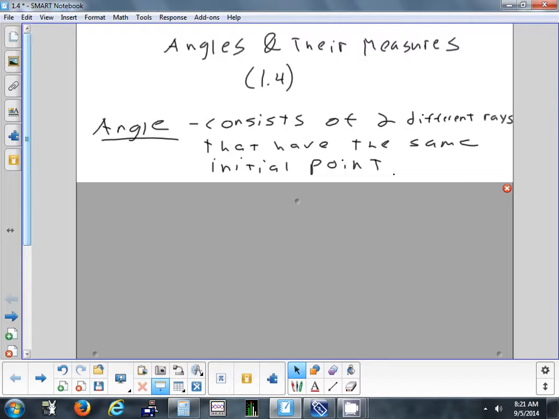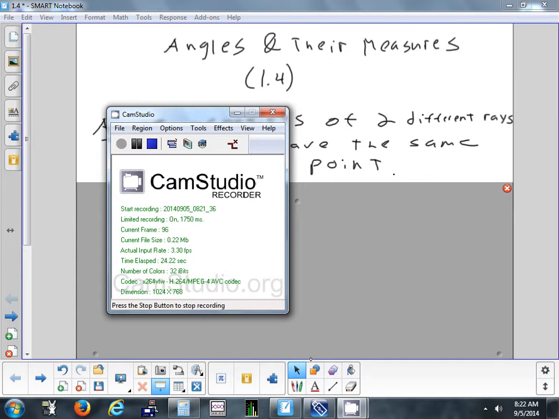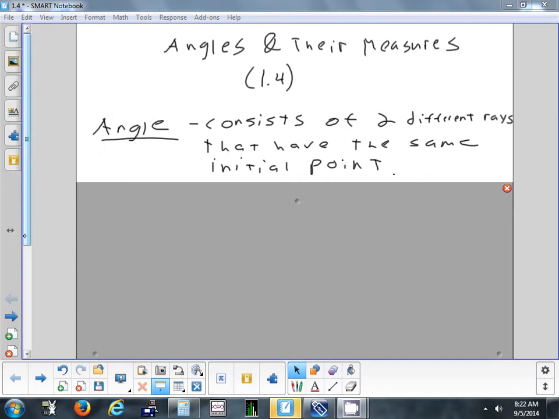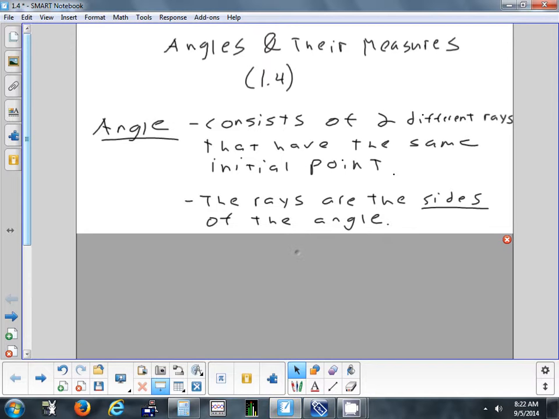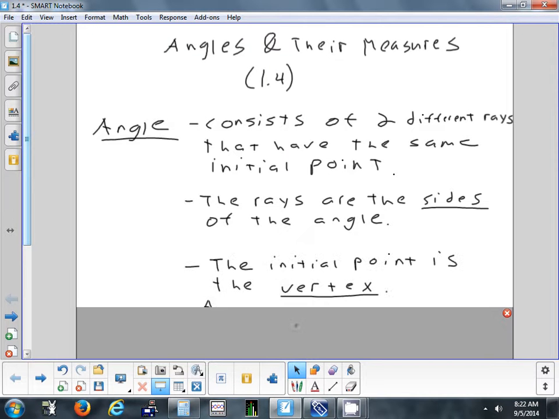Right, so the first thing is the definition of an angle. An angle is made up of two rays. Okay, and the rays start at a common point we call the vertex. And the two rays are what make up the sides of the angle.